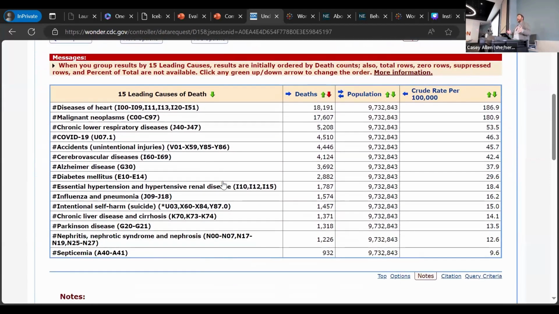So we can see here from 2018 to 2022, these are our 15 leading causes of death, led by diseases of the heart. It gives the ICD codes that are relevant to those conditions that are included there, and ending with septicemia. But we can see some really interesting things emerging, like COVID-19, for example, diabetes, Alzheimer's disease, influenza, and pneumonia. So we're seeing some infectious diseases with our chronic diseases.